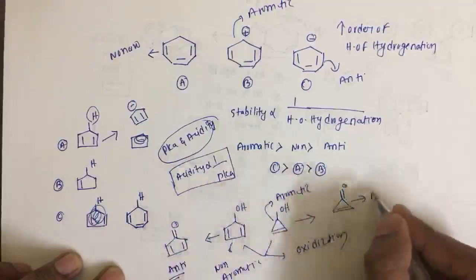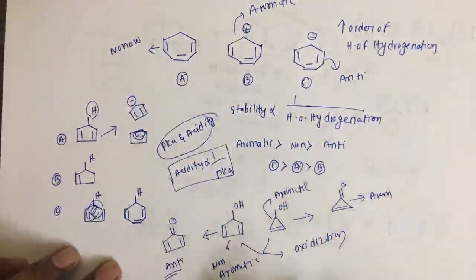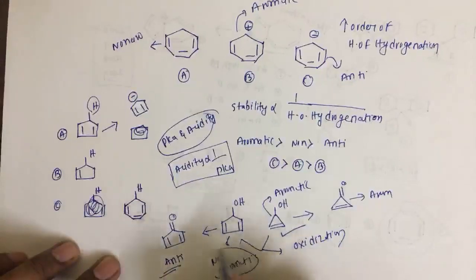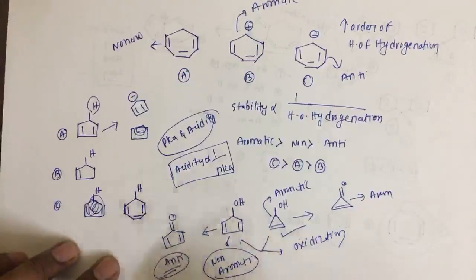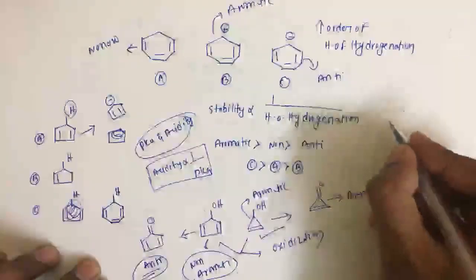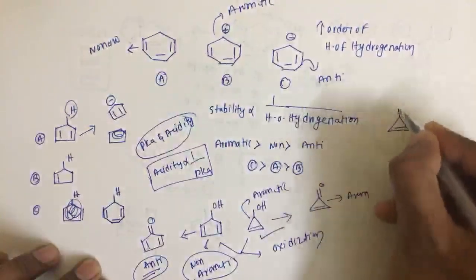Here also this is aromatic only, but if they ask which one readily undergoes oxidation, this one undergoes oxidation because here it's converting from non-aromatic to anti-aromatic, meaning stable to unstable. So like this also they can ask a question.